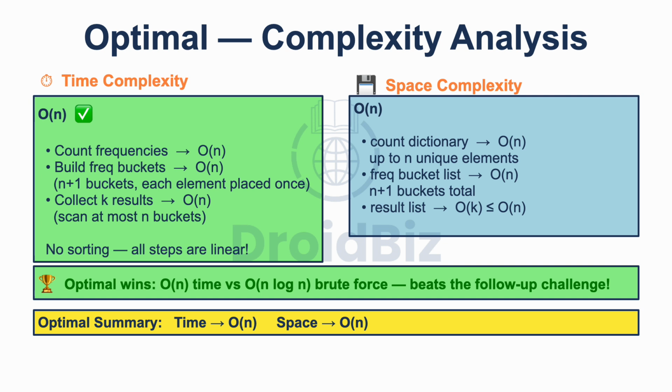Now for space complexity. The count dictionary stores up to n unique elements, big O of n. The frequency bucket list has n+1 entries, big O of n. The result list holds at most k elements, which is at most n, big O of n. Overall space is big O of n, same as brute force. The big win here is time. We went from big O of n log n down to big O of n. This directly solves the follow-up challenge the problem asked about. Can you do better than n log n? Yes, we can. Optimal summary. Time is big O of n. Space is big O of n.